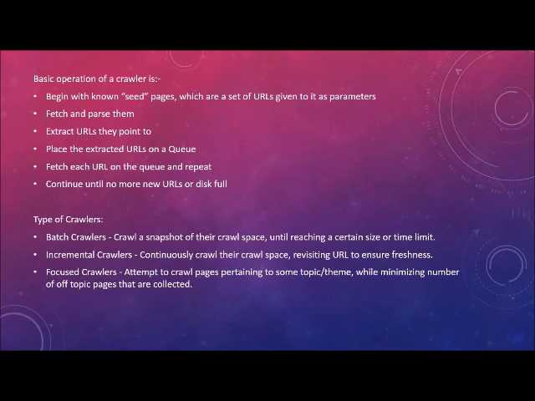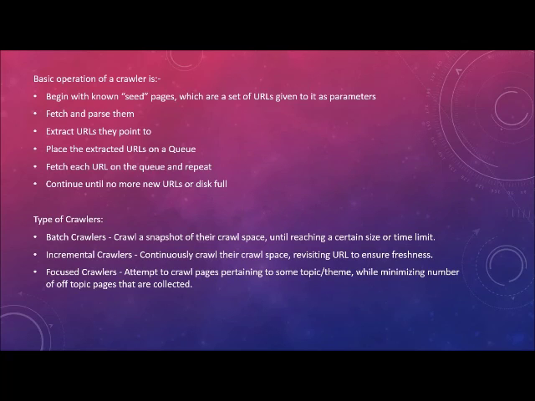So the basic operation of a crawler begins with something known as seed pages, which are a set of URLs given to it as parameters. Then it fetches and parses those pages to extract the URLs that they point to and places them on a queue. Finally, we fetch each URL on the queue and repeat the process until there are no new URLs coming in or until the disk is full.